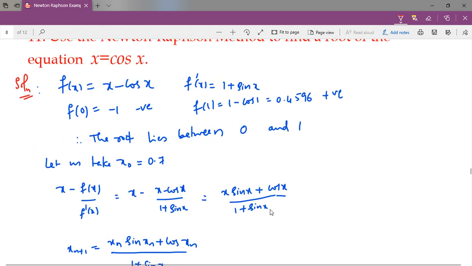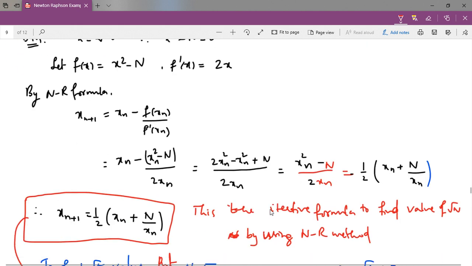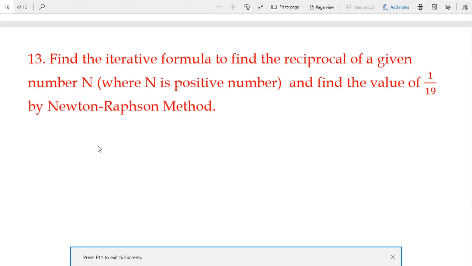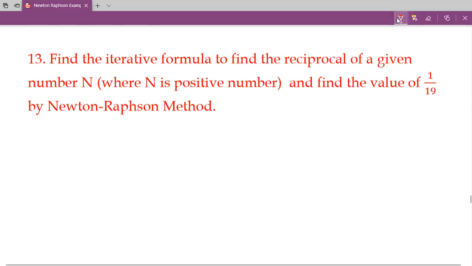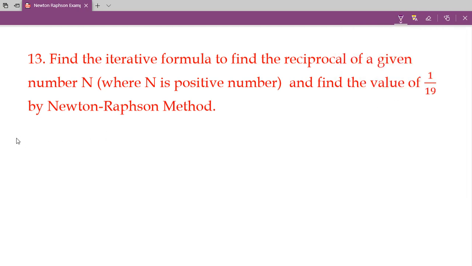That is example number 12. 12 is also over. So now let us go for 13. Find the iterative formula to find the reciprocal of a given number n and find the value of 1 by 19 by the Newton-Raphson method. As we know the Newton-Raphson method and how to solve this, let us start the solution.